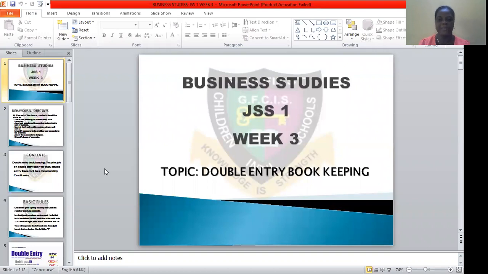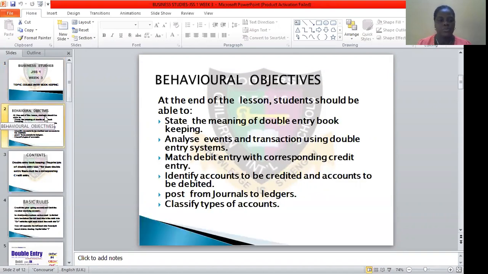Today, we'll be talking about the double entry system. At the end of the lesson, the double entry bookkeeping, that's the topic of today's teaching. The student should be able to define the double entry system. You should be able to tell the meaning of the double entry bookkeeping. Not only that, they should be able to analyze the transactions using double entry.